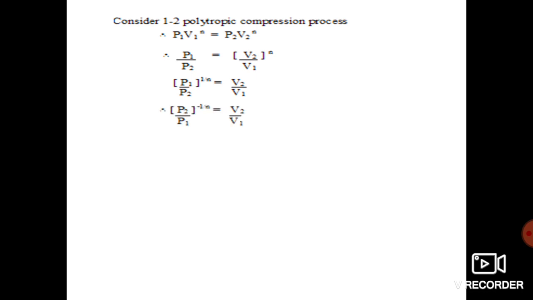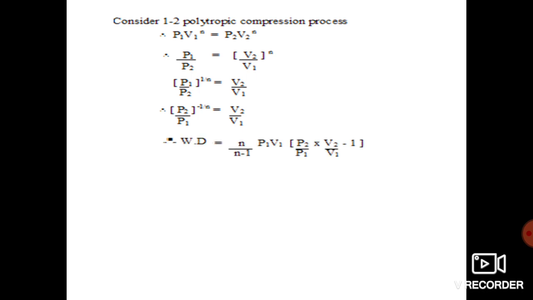Now we will consider the polytropic compression process. Consider 1 to 2 polytropic compression process, and we know that P1V1 to the power n is equal to P2V2 to the power n. Therefore P1 upon P2 is equal to (V2 upon V1) to the power n, or it can also be written as (P1 upon P2) to the power 1 upon n is equal to V2 upon V1. We'll just rearrange it. It can also be written as (P2 by P1) to the power minus 1 upon n is equal to V2 upon V1.